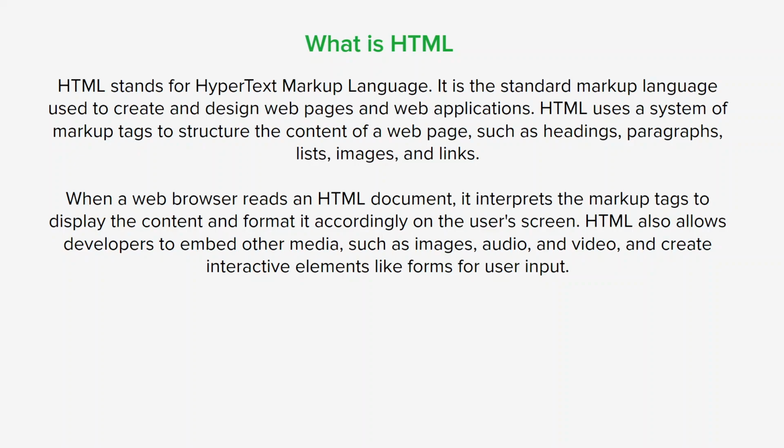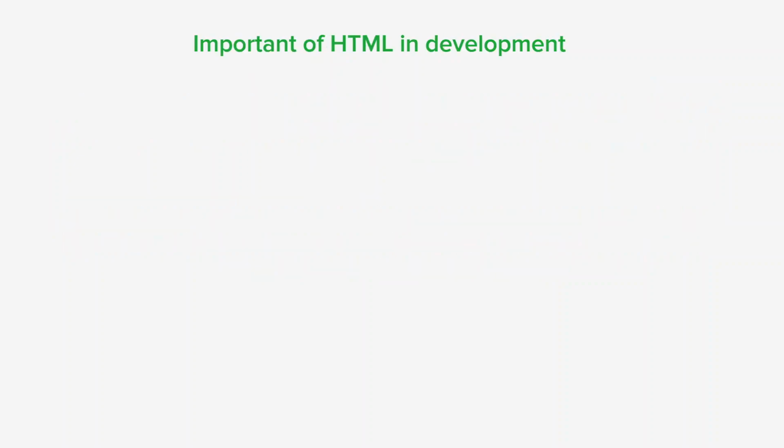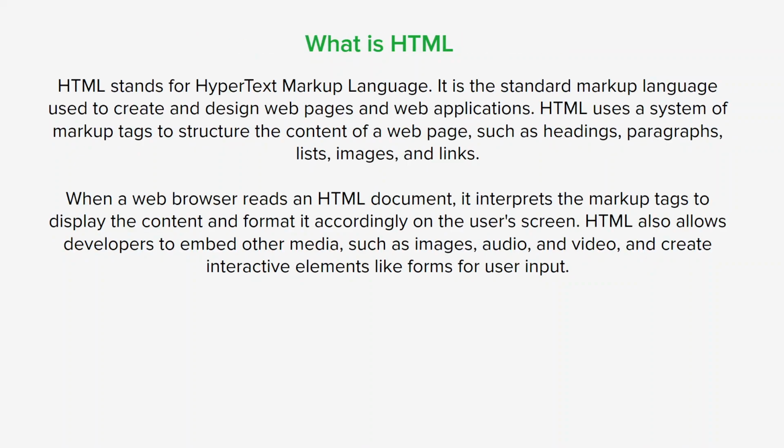So HTML also allows developers to embed other media like images, audios, and video to create interactive elements and forms for user input as well. HTML is a fundamental building block of web development, and it works in conjunction with other technologies like CSS for styling and JavaScript for interactivity, which we'll go over later in videos. Together, these technologies enable the creation of dynamic and visually appealing websites that we interact with on the internet every single day.